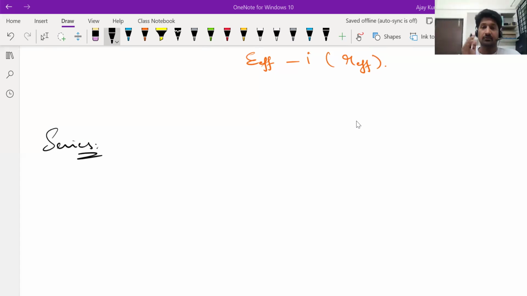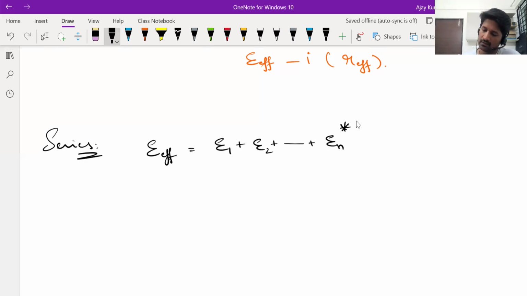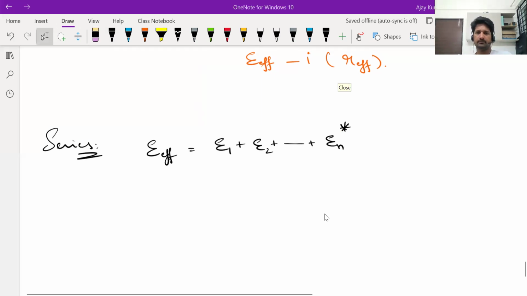Okay. So when cells are connected in series, the effective EMF of the combination becomes E1 plus E2 plus so on up to En. I'm putting a star here. Can any of you tell me what is the condition? Why did I keep a star here? When is this correct? When can you simply add all the EMFs? When opposite polarities are connected.